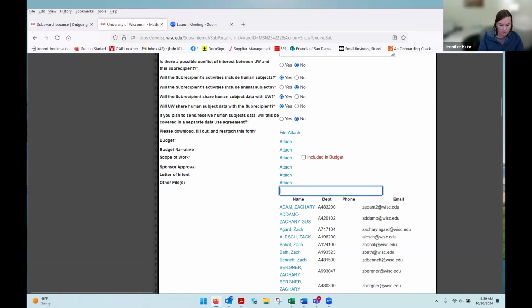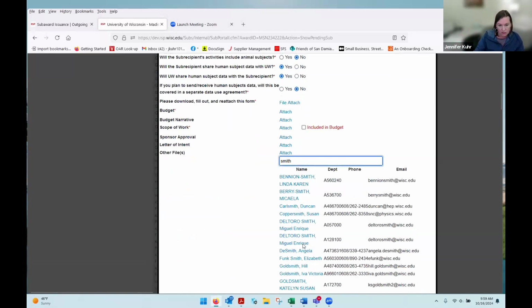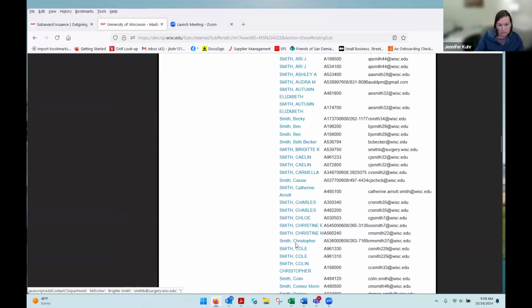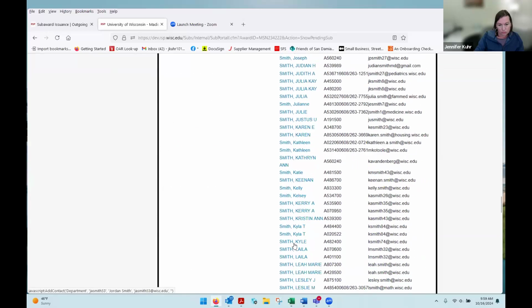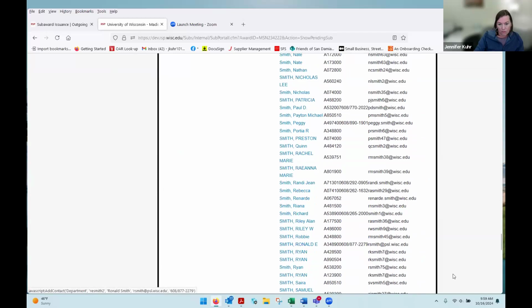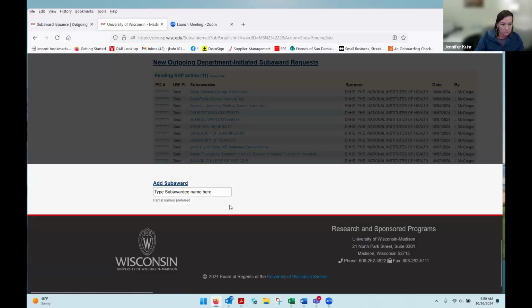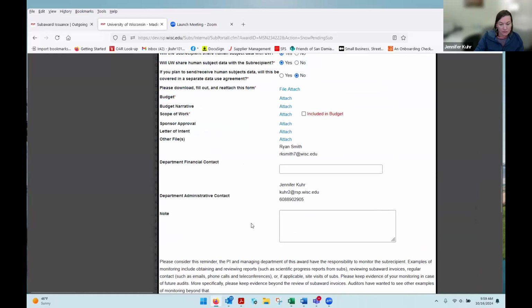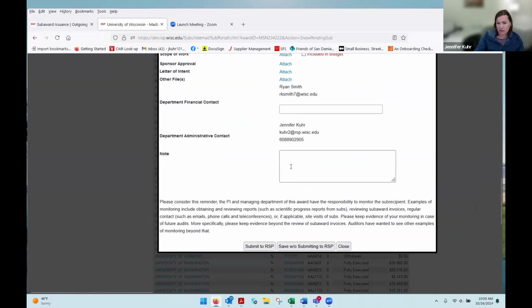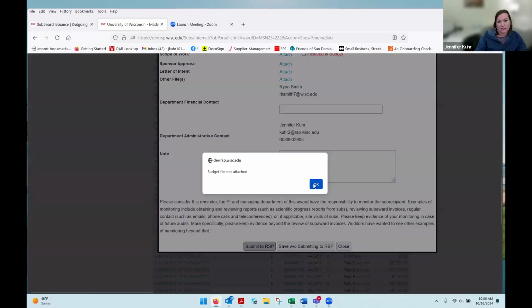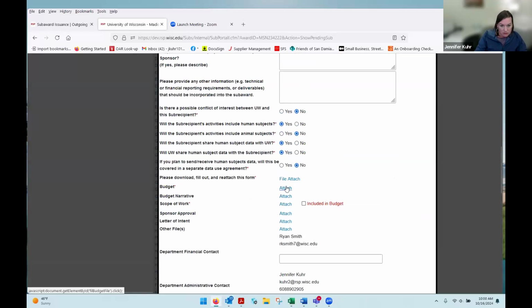Actually, I have it up here. And then I'm administrative contacts. If you have any additional notes that you wanted us in the subaward issuance side to know, you can add it here into the notes section. And then you click submit to RSP. But it's not going to let me do that because I don't have budget. So let's just attach a budget briefly.